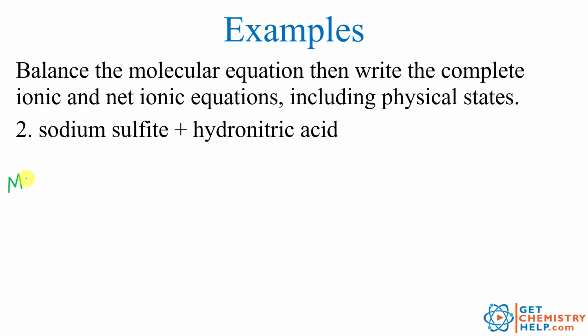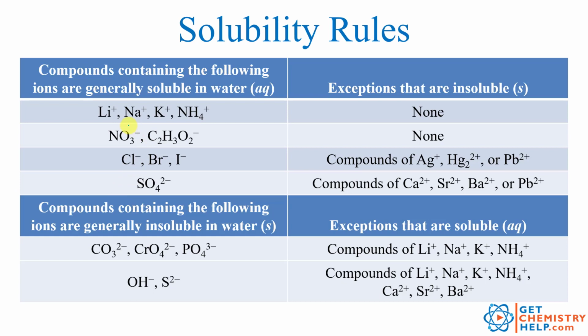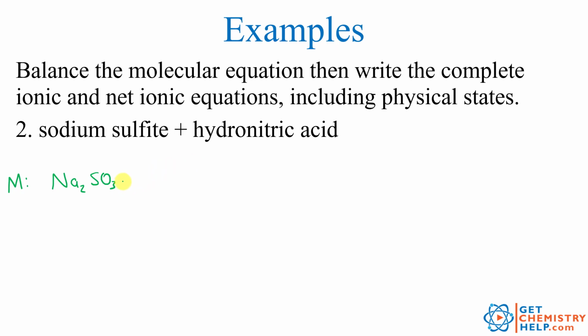So let's do our molecular equation first. So sodium sulfite, sodium is 1 plus, sulfite is 2 minus. So it'd be 2 sodiums with the sulfite. And how about our solubility rules? Well, we see that sodium anything is soluble, and there are no exceptions to that. So this must be soluble.